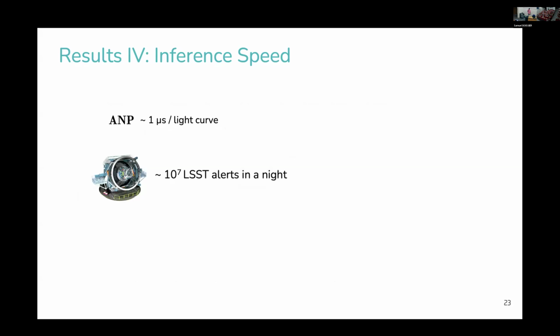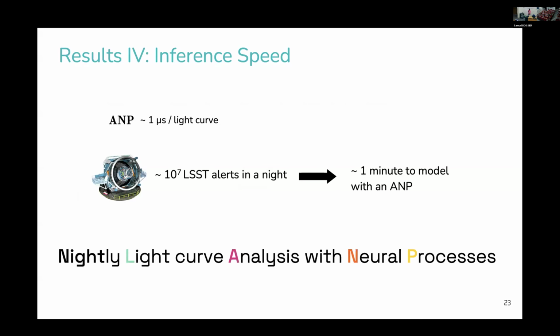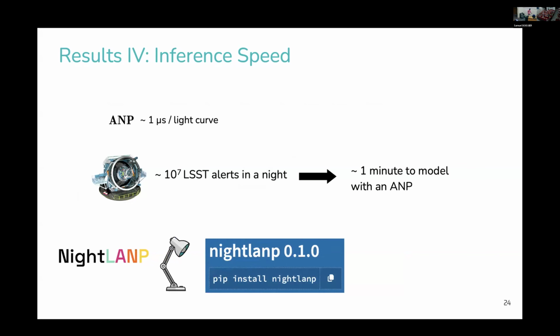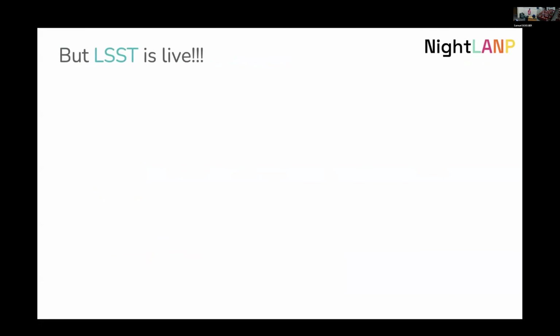And so what that means is that for something like Rubin LSST, where we expect around 10 billion alerts a night, processing all of them would take 1 minute. And that's where the name comes from, if you were wondering: nightly light curve analysis with neural processes, or NightLAMP. And it is a public package, so you can take a look at that.